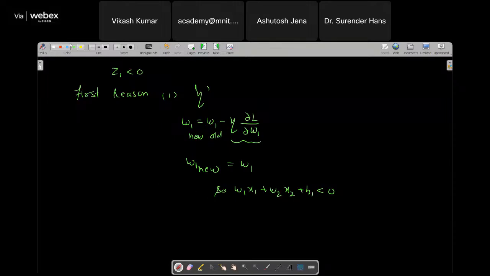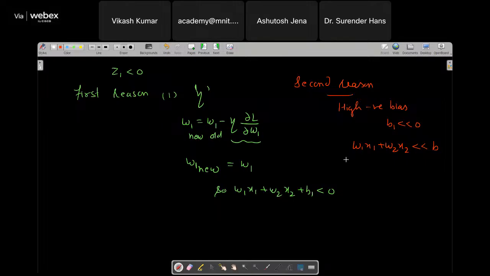Clear? Now the second reason may be a high negative bias. So that is B1, that is B1 that is less than 0. So now W1 x1 plus W2 x2 is less than B. Correct? So the reason may be that initially you have started with a high negative value of B1.